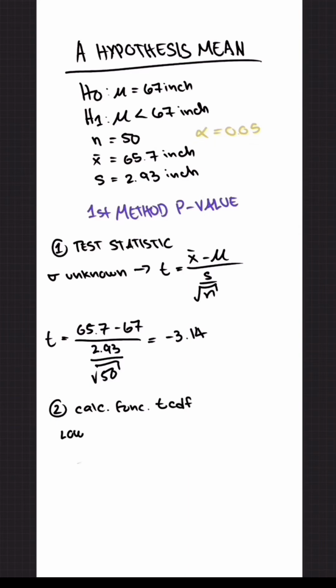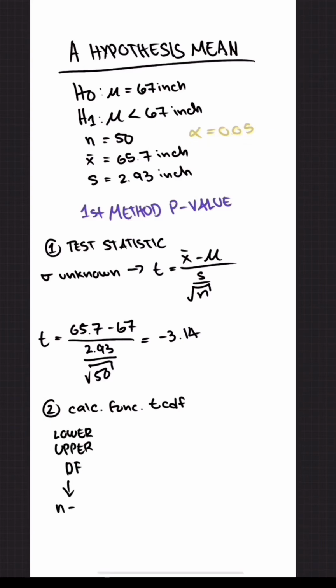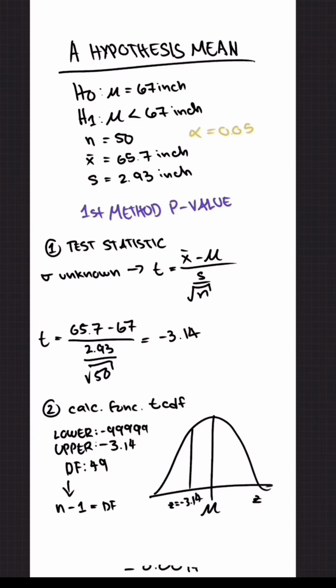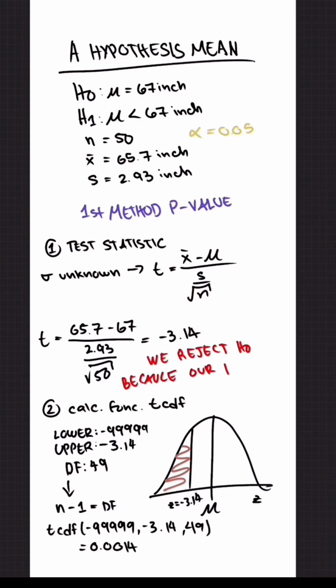For the second one, we're going to use the calculator function tcdf. This is a left-tailed test, so we're going to shade from the left. Our lower bound is negative 999, our upper is negative 3.14, and our df is 49. The tcdf function will calculate that and we'll get a total of 0.0014. Since the p-value is less than 0.05, we reject the null hypothesis.